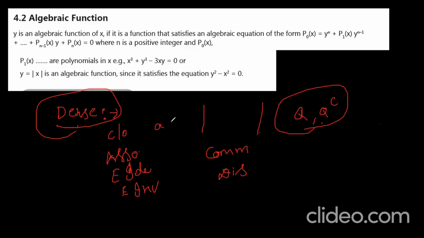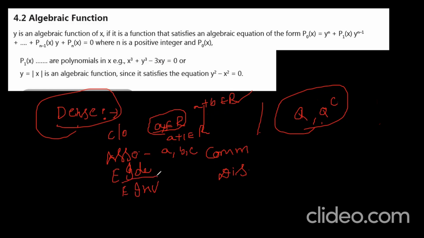Closure property means if a belongs to R and b belongs to R, then a plus b also belongs to R, that is closure. Associative means a, b, c I am taking: a plus b plus c is equal to a plus b plus c. That is associative.